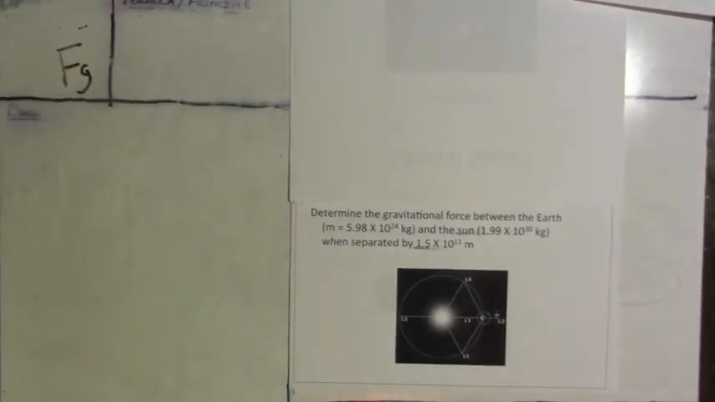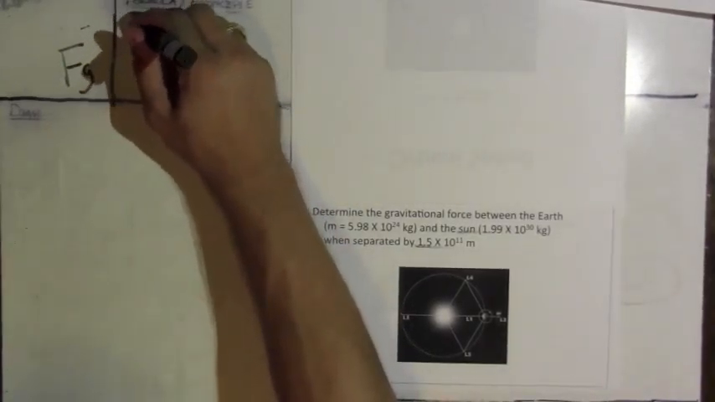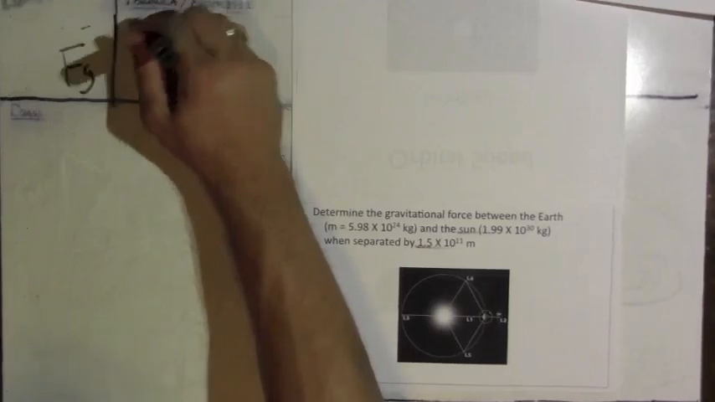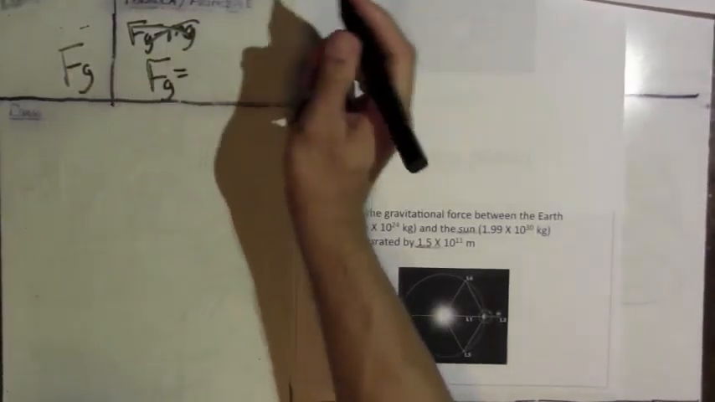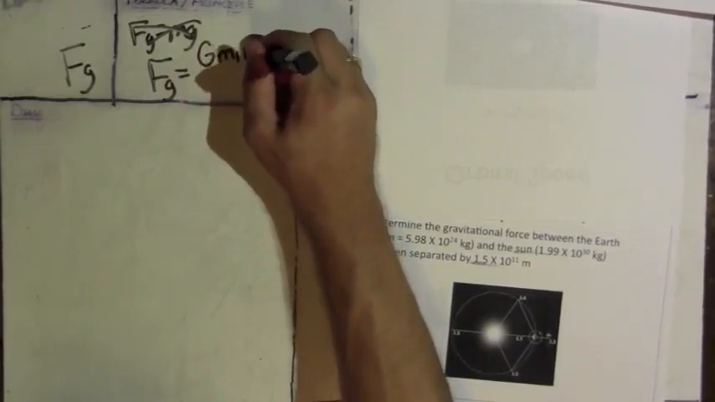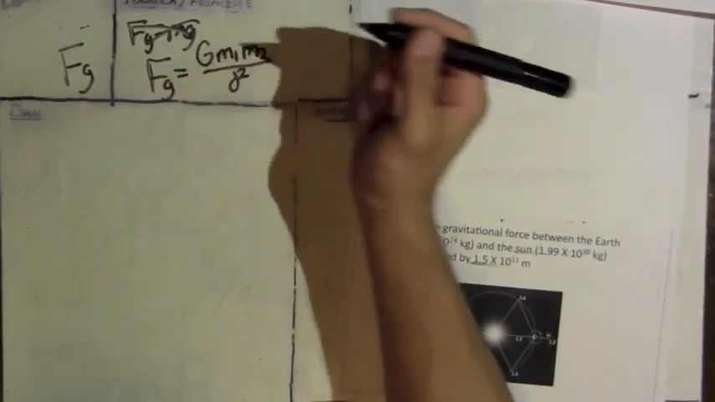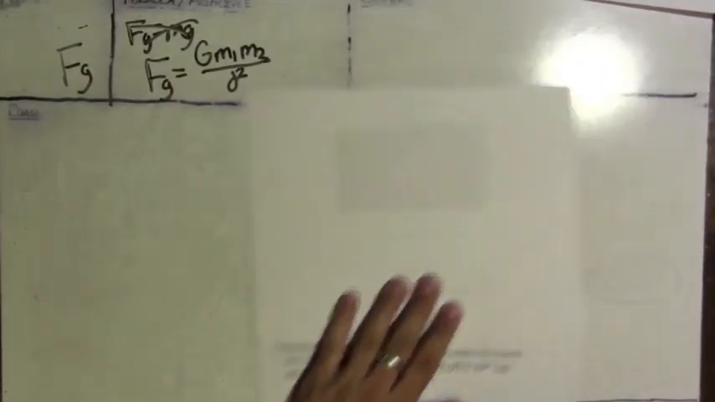Fg. Now since I'm looking for the gravitational force and I have two masses separated by a distance, I know that Fg equals mg will not work. Instead I'm going to have to say, well, the gravitational force is equal to G, which is the universal gravitational constant, m1, m2 over d squared. So now we can get our given information.